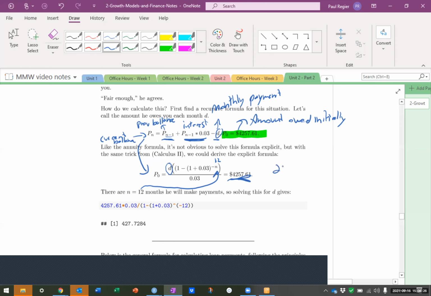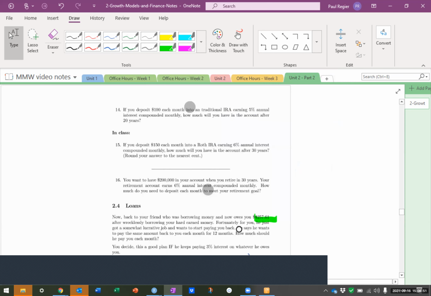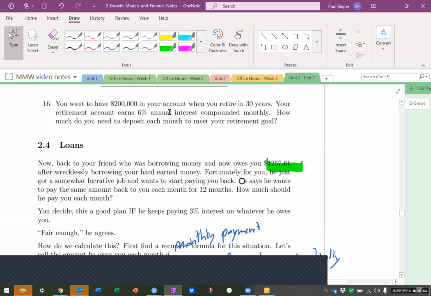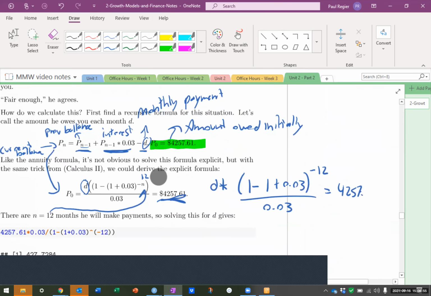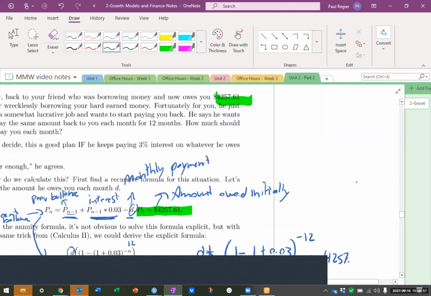So we've got D times, make my D a little better there. Here's the formula written out. D times 1 minus 1 plus 0.03, that's the monthly interest rate, to the negative 12th, divided by 0.03 equals... oh man, I'm not a fan of OneNote. It's always jumping around on me. Okay, 4,257.61.